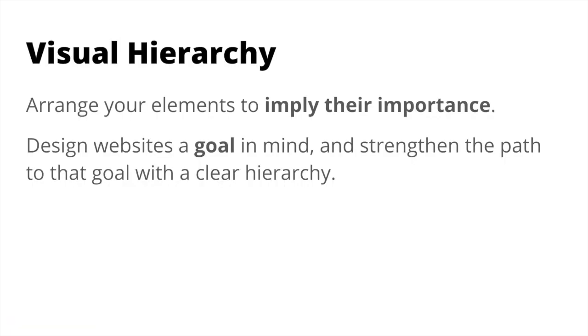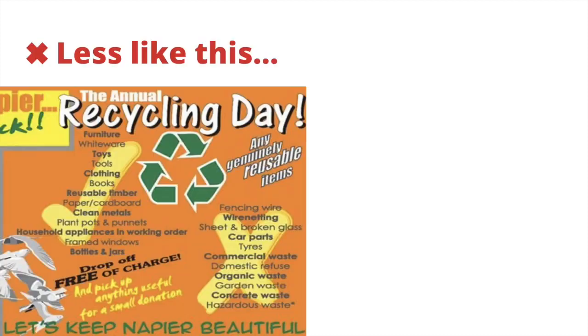Okay, so another important thing is visual hierarchy. Basically on your website, the way that you arrange elements implies their importance. So you want to have that goal in your mind and think about, what do I really want people to see when they first come to my site? And then what are the less important things that they don't really need to know right away?